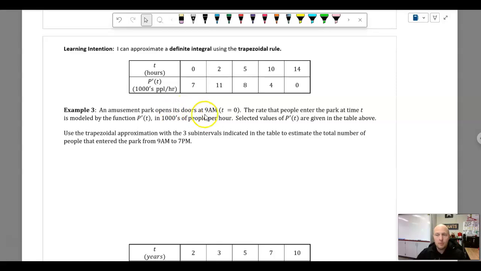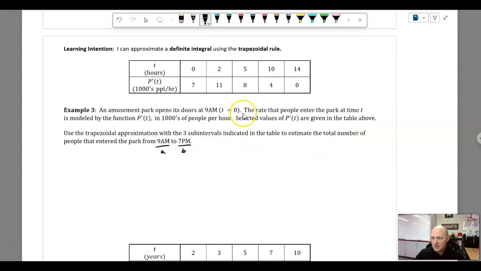An amusement park opens its door at 9 a.m., t equals 0. The rate that people enter the park at time t is modeled by the function p prime of t in thousands of people per hour. Select values of p prime of t are given in the table above. Use the trapezoidal approximation with 3 subintervals indicated in the table to estimate the total number of people that entered the park from 9 a.m. to 7 p.m. Okay, so what they do here, again, they give us our A value and our B value, our start and our end, and they say the 3 subintervals indicated by the table.